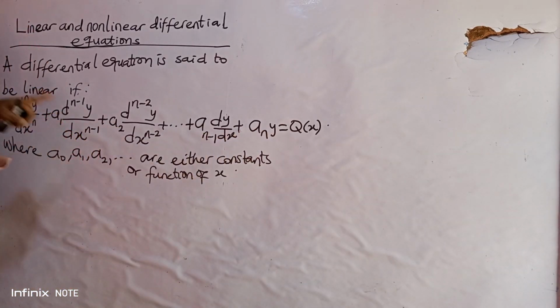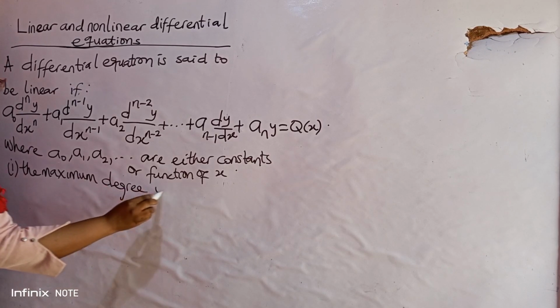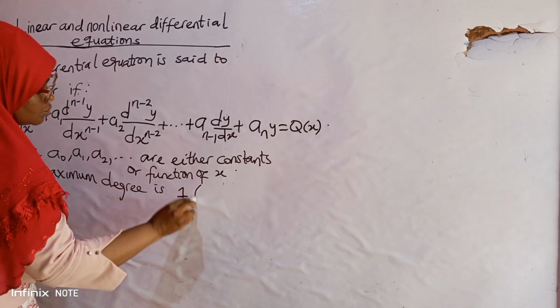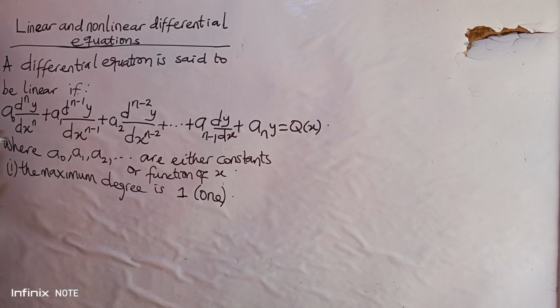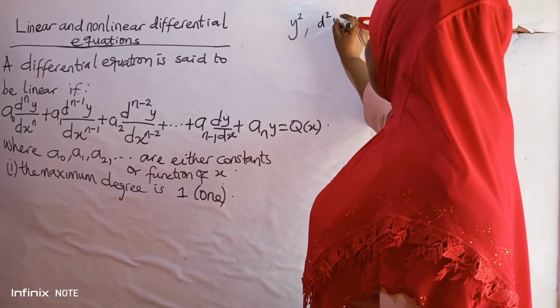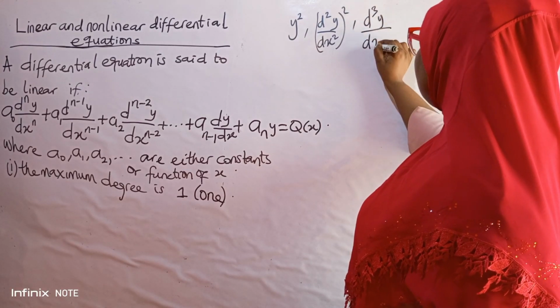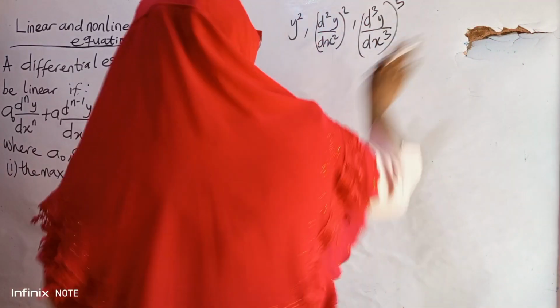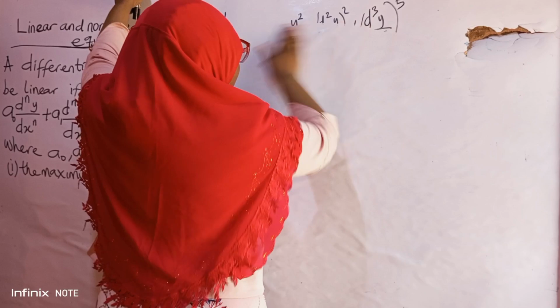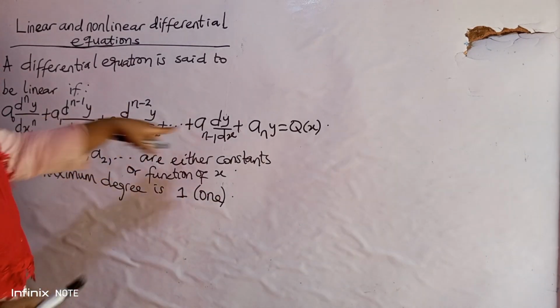So what can we deduce from this general equation? The first one is that the maximum degree is 1. That is, if you look at everything here, all their powers, the exponent is 1. So we cannot have y squared, or (dy/dx) squared, or (d³y/dx³) raised to power 5, and so on. All these are not allowed in a linear differential equation. So the maximum degree is 1.